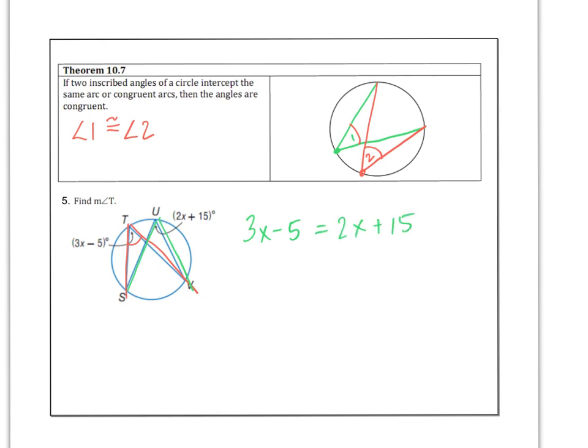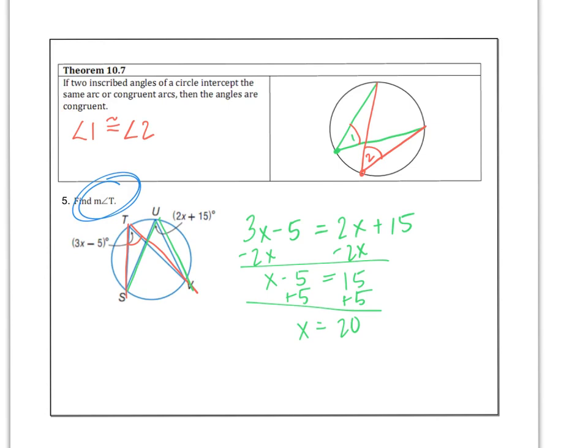And now I can solve it for x. So go ahead and do that. And we get x equals 20. However, that is not our final answer. Notice what they're asking for. They want the measure of angle T. So we need to take the 20 and plug it in for the x in angle T.